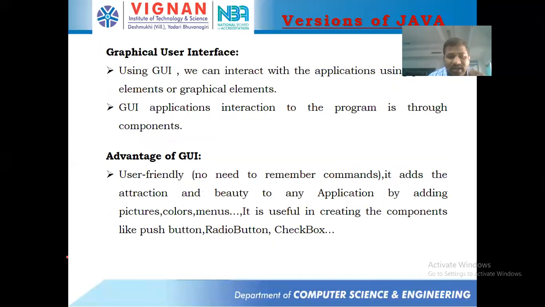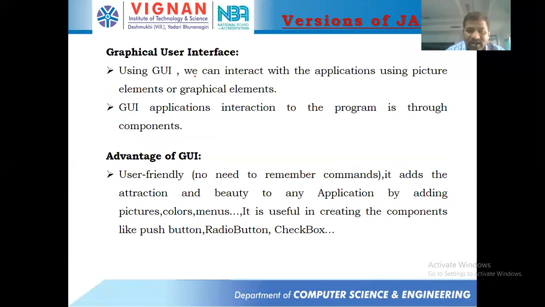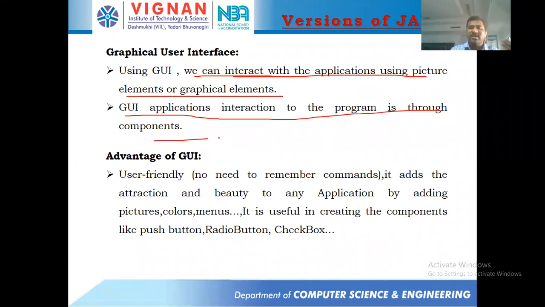Coming to the graphical user interface, it's not going to be like that. Using a graphical user interface, we can interact with an application using picture elements or graphical elements. In GUI applications, interaction with the program is through components. That means every interaction can be done through components like buttons, text boxes, text fields, check boxes, and you can draw something on the screen. So everything can be done using components.